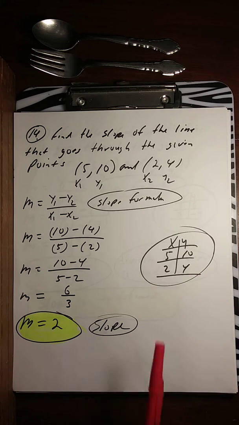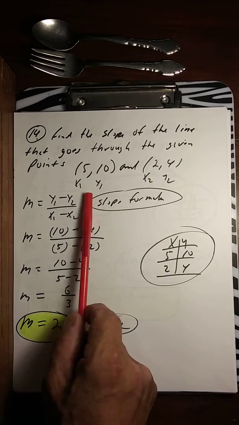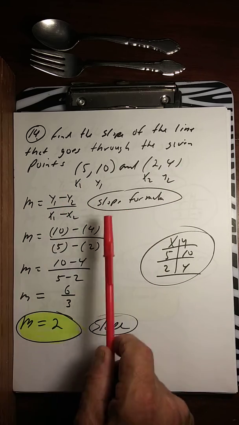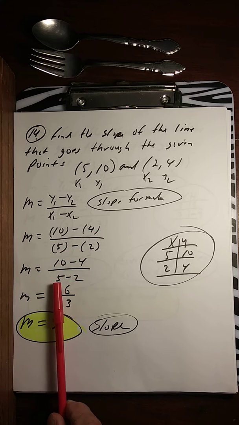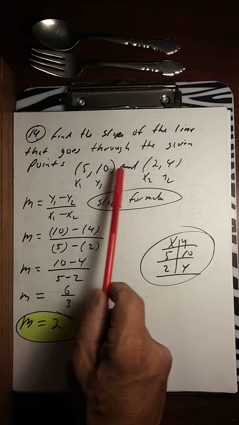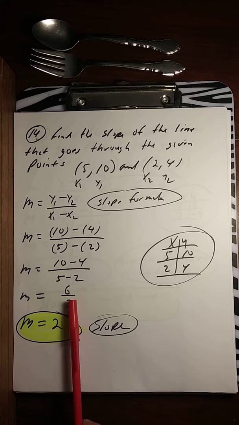Find the slope of the line that goes through the given points. x1, y1, x2, y2. Here's the slope formula. So on top we have 10 minus 4, 5 minus 2, from y1, y2, x1, x2. So now we have 6 over 3. Divide those numbers. You're going to get what? 2.